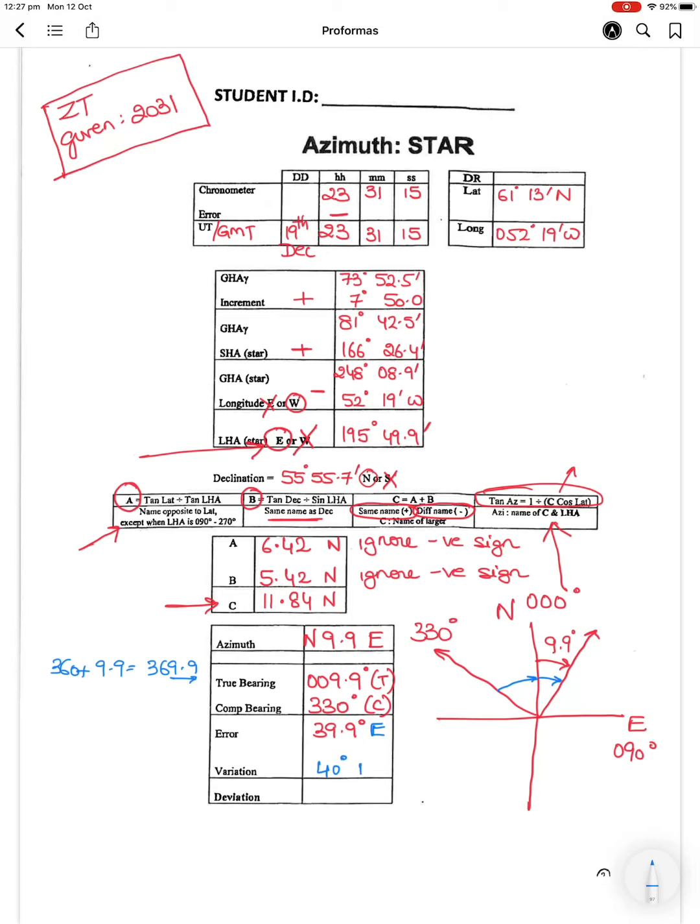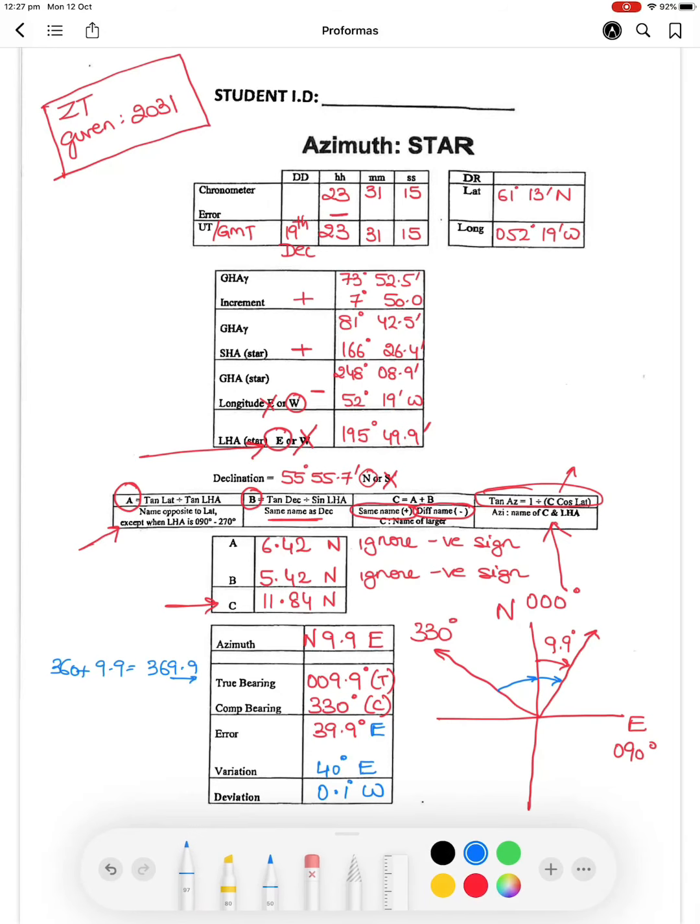Then the variation given to you is 40 degrees east. It's given to you in the question. Variation and deviation together form your error. So here of course your deviation will be 0.1 degree west. The difference between variation and deviation will give you the compass error. Alright, so this is how you get your deviation.